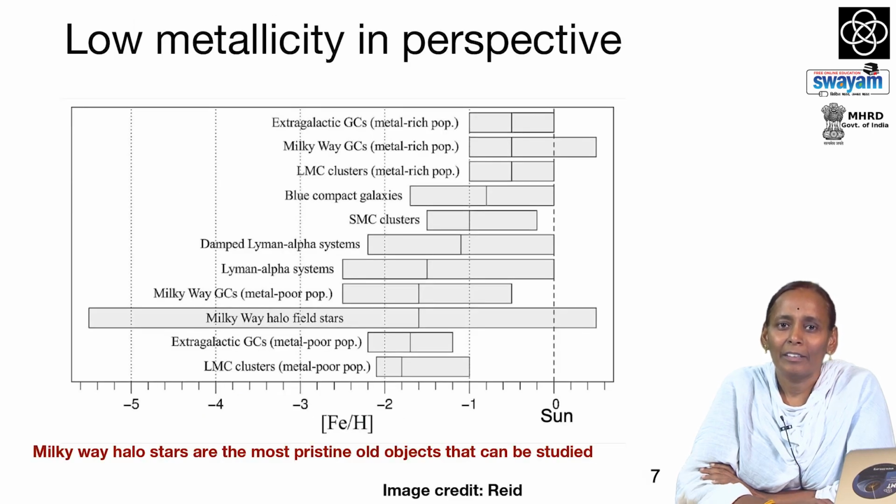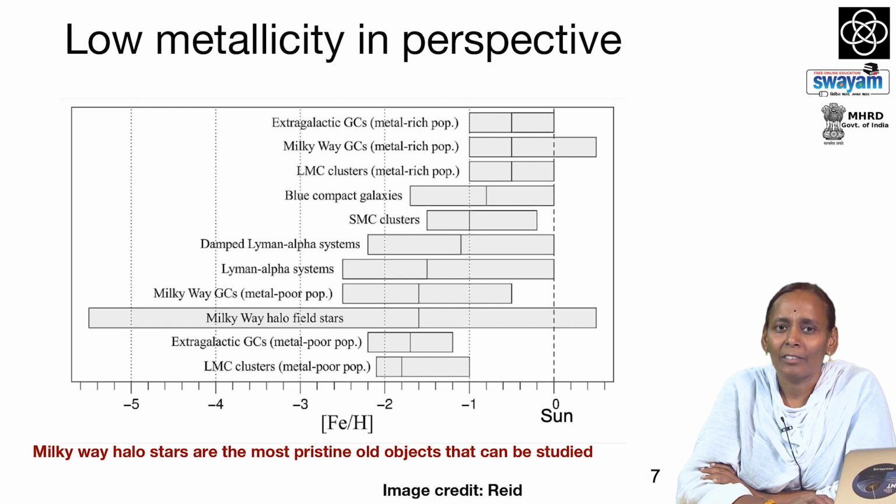Okay, here is the lower metallicity in perspective. Different systems are shown here, and their metallicity ranges are plotted. What you can see is the Large Magellanic Cloud, extragalactic globular clusters, Milky Way halo stars, damped Lyman alpha clouds, and also metal rich globular clusters, the bulge globular clusters of the Milky Way, and external galactic globular clusters.